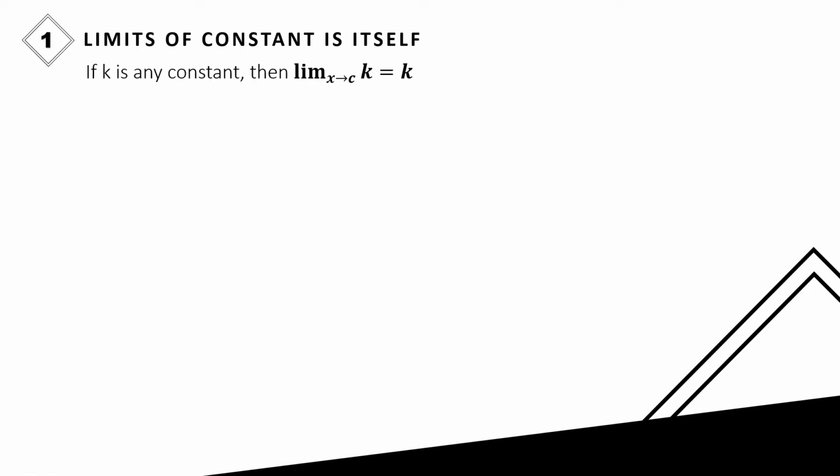So let's start with the first theorem. The first theorem is the limit of a constant is itself. So anong ibig sabihin ng limit of a constant is itself? Sabi dito, if k is any constant, then the limit of your constant as x approaches c is equal to k. So kapag meron tayong constant, ang magiging limit natin is the constant itself. Kaya meron tayong limit as k.